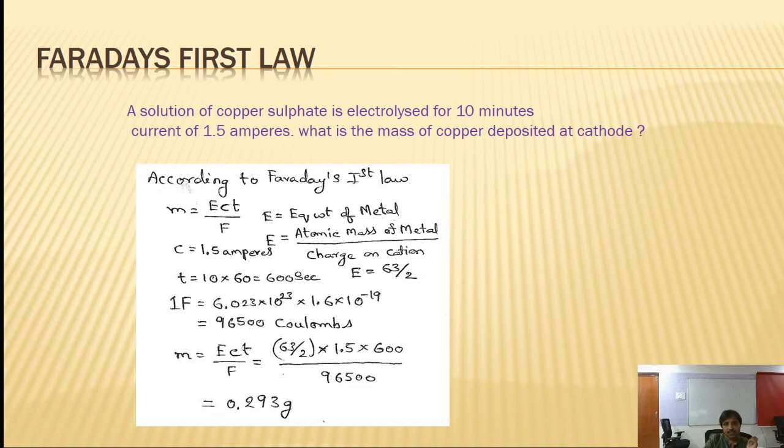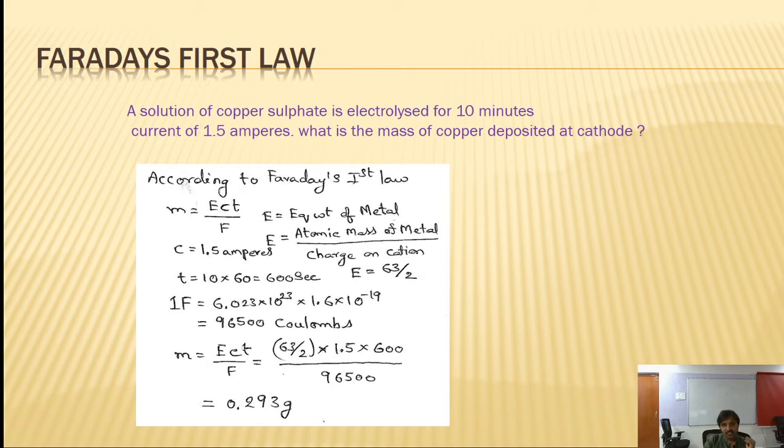And values are given here. C is the current supplied through the external source. T is the time for which it is supplied. For 10 minutes means 10 minutes multiplied with 60 seconds, 600 seconds.